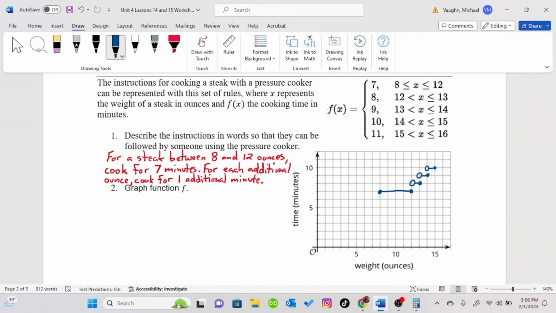And the final rule, 15 is not included, 16 is included, and we draw the line connecting them. So everywhere we are not including the x value because it is only a less than symbol, we use a hollow dot. Anywhere we are including that x value because it's less than or equal to, we make that dot solid, and then we draw the line connecting them. And this would be the graph for this situation.